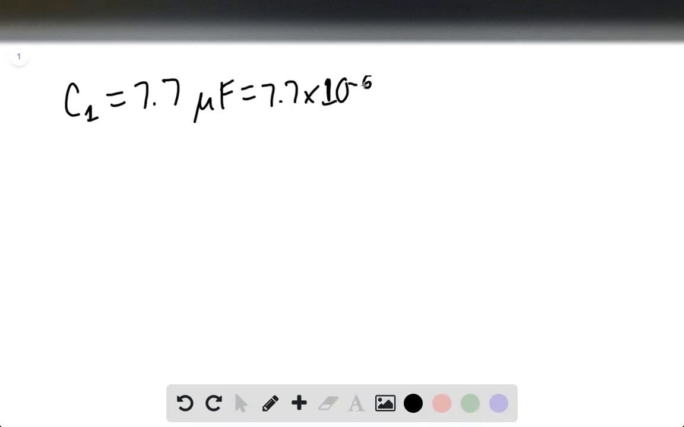So we have our knowns. We have our first capacitance of 7.7 microfarads, or we can say 7.7 times 10 to the negative 6 farads. We have our first voltage of 165 volts. And then V sub 2 would equal 15 volts. And we're trying to find C sub 2.